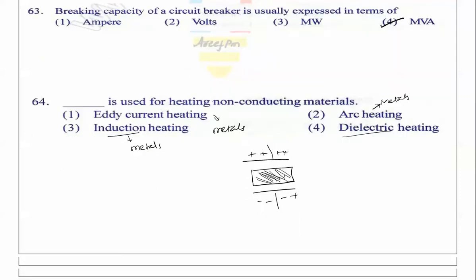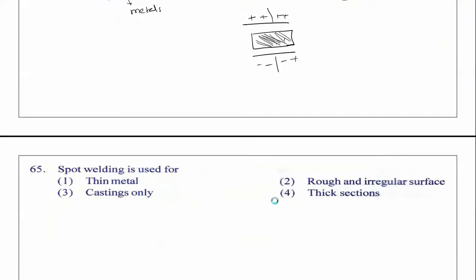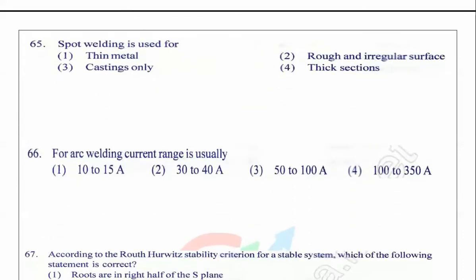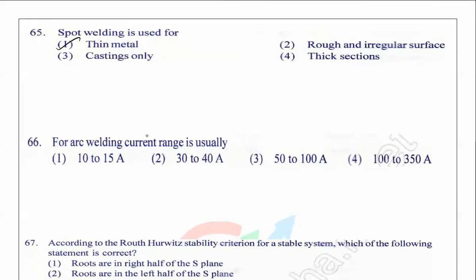Okay, and the next question on the screen is: spot welding is used for thin metals. For arc welding, the current range is usually of a higher order, on the order of 100 to 350 amps.